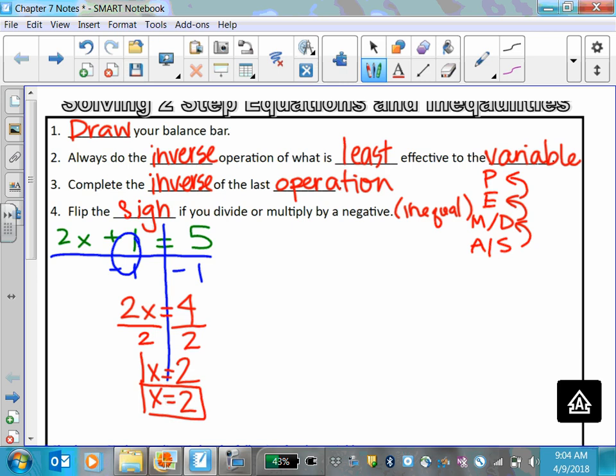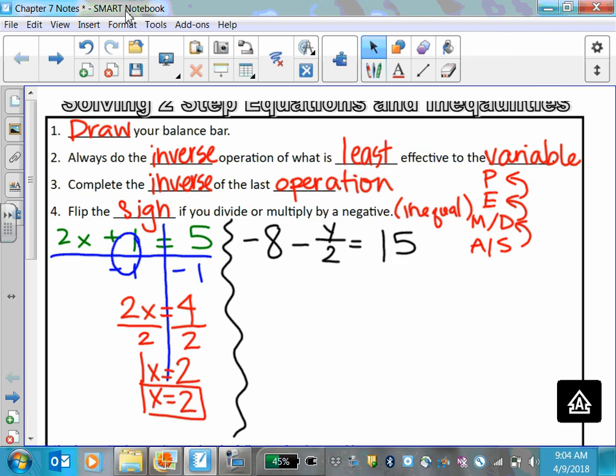Everybody good so far? All right, let's try another one. I'm going to draw a line just so I don't get confused. Let's try negative 8 minus y divided by 2 equals 15. Agree with me? I love it. First step, draw your balance bar.